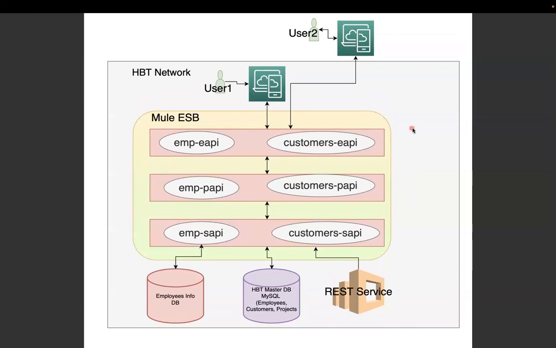Because we cannot directly expose all our APIs to other systems or applications. So to reduce the traffic or load directly onto the systems, we are maintaining these experience APIs, and we can implement different kinds of policies or securities on the experience API.